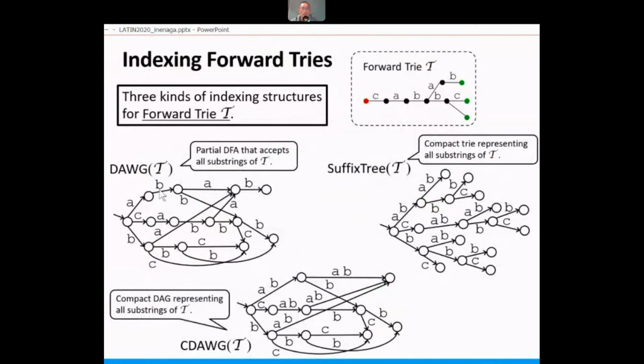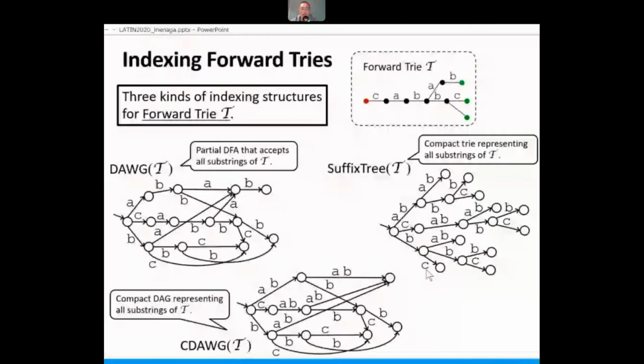Not only this directed acyclic word graph, we also consider two other kinds of indexing structures for forward trie. So in total, we consider three kinds of indexing structures for a given word trie. The first one is the one that I mentioned, the directed acyclic word graph, or DAWG, for the trie. The second one is a suffix tree, which is a compact trie representing all substrings of the trie. By compact, I mean that all the nodes are branching in this tree.